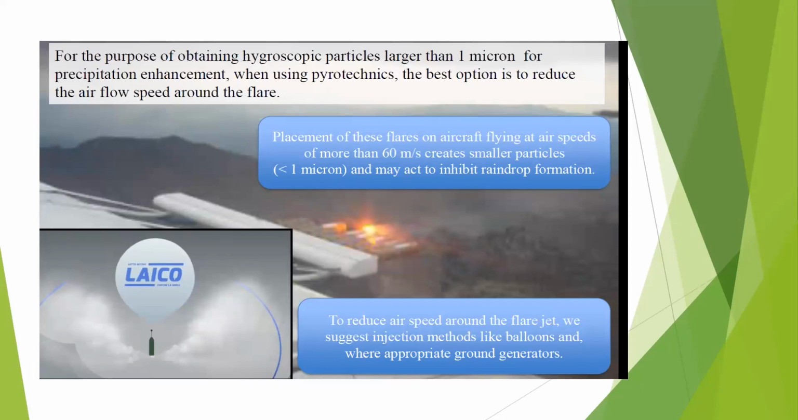And for obtaining hygroscopic particles that are the best for seeding, you want somewhere between 1 and a few microns in size. And in fact, when you're flying with air speeds typical of aircraft, you're actually creating smaller particles that can actually inhibit raindrop formation. And this is one of the magic secrets of cloud seeding.